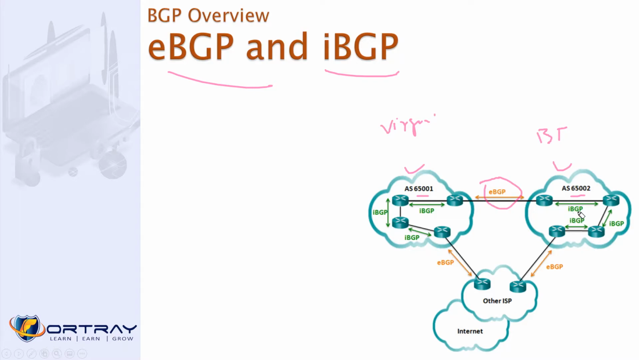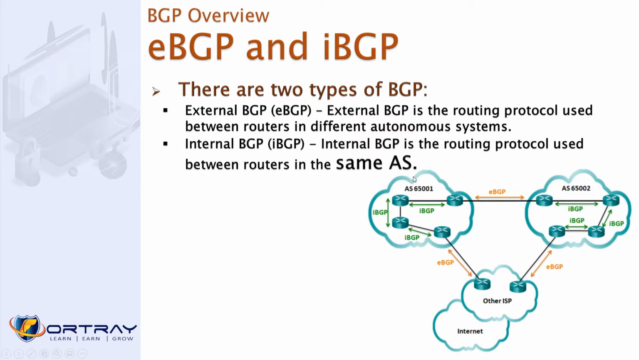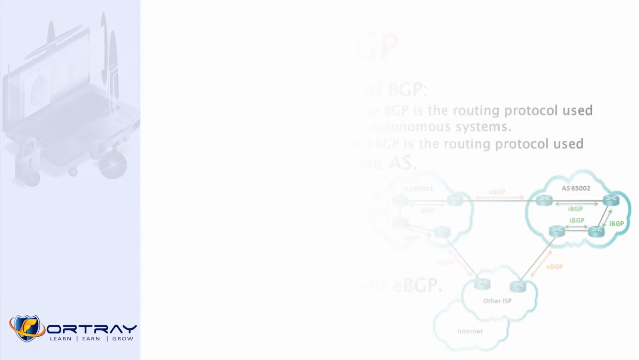iBGP, internal border gateway protocol, runs within an autonomous system, and routers exchange routing information with each other. So the difference between eBGP and iBGP: eBGP means external border gateway protocol between two different organizations, and iBGP is within one organization. External BGP is used between routers in different autonomous systems. Internal BGP is used between routers in the same autonomous system. This course focuses on eBGP.